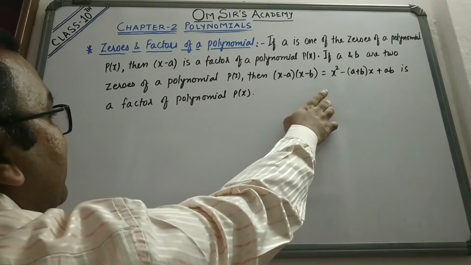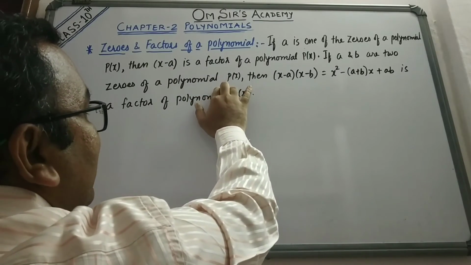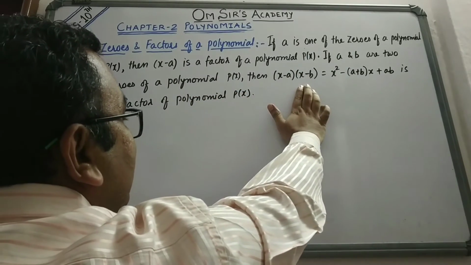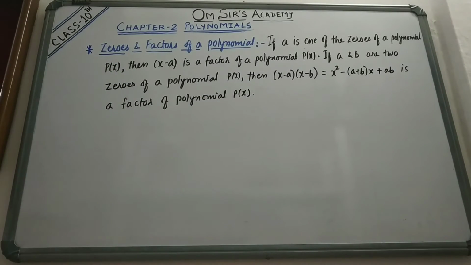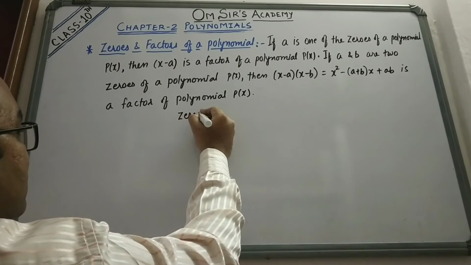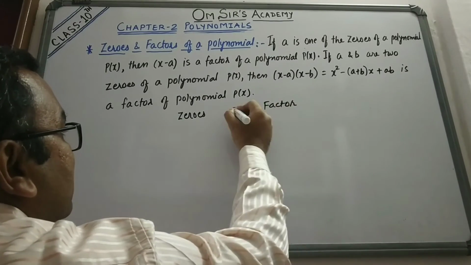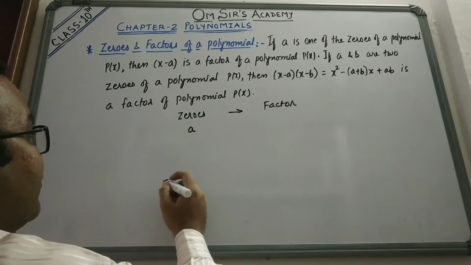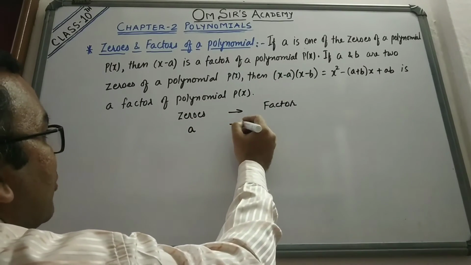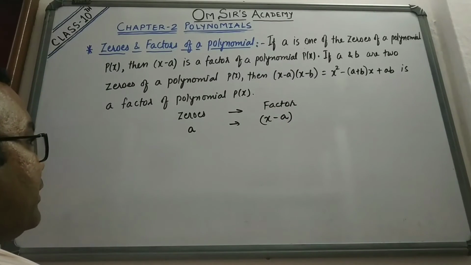And if a and b are two zeros of a polynomial p of x, then there will be two factors, that is x minus a and x minus b, that are the two factors of the polynomial. Is it clear, friends? Now say, for example, if you are given the zeros and you have to find the factor or assume the factor. So if you are given that 0 is a of a polynomial p of x, then what will be the factor? X minus a will be the factor. Is it clear?